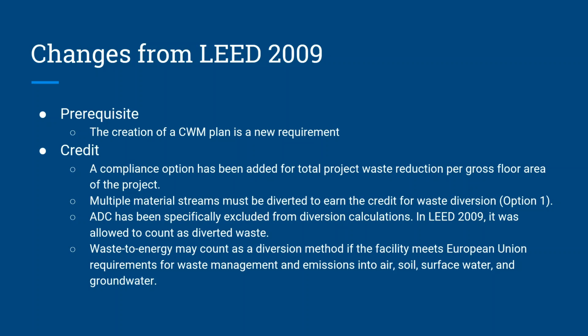The LEED v4 system also increased the requirements on waste diversion by requiring that 3 material streams be identified for 50% diversion to earn points. Additionally, alternative daily cover no longer counts as diversion as it had in the previous version of LEED.